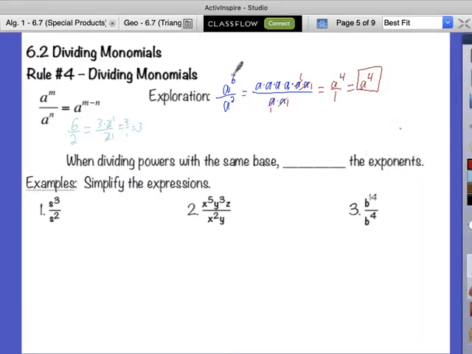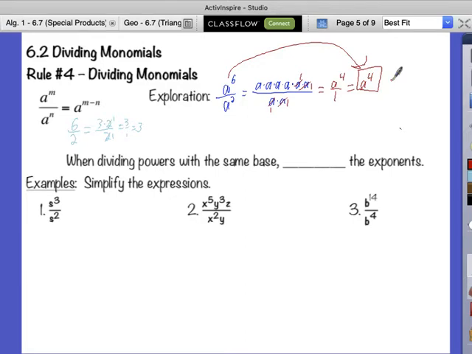Now how we get there, once again, from the start: we followed this exploration, a to the mth over a to the nth, a to the 6th over a to the 2nd. We took a to the m minus nth, a to the 6 minus 2. What's 6 minus 2? 4. With the same base, dividing the monomials, we can just subtract the exponents.